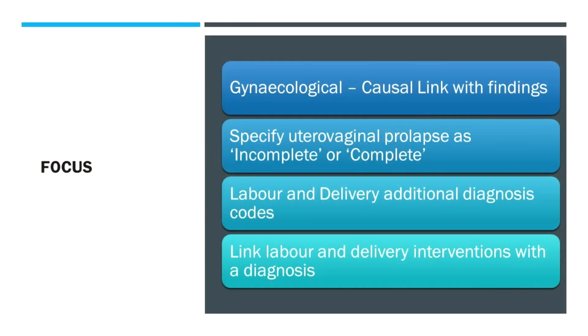Looking at the things we're going to cover on this session, we're going to look at making sure that there's a causal link between the diagnoses and procedures and complications that we have within gynaecology in particular. We're going to do a bit of a deeper dive into understanding what clinicians use in terms of defining and classifying utero and uterovaginal and vaginal prolapse, and comparing to that what the coders are looking for in the system that they're using. We're going to look at additional diagnoses related to labour and delivery and how to document them in a relational way. And then we're going to look at the interventions that are related to those as well.